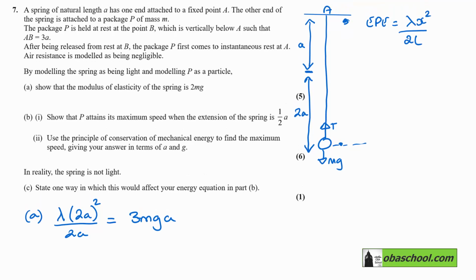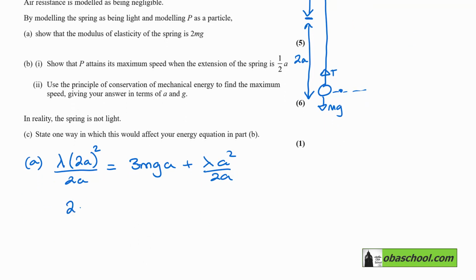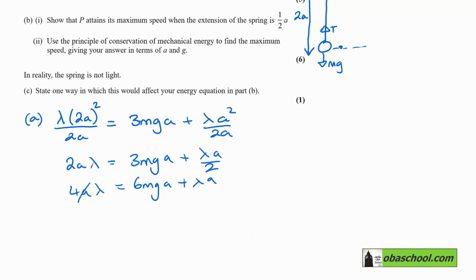So that's going to be 3mga. So it's going to be m times g times the distance risen, which was 3a. And then it will have some elastic potential energy at the top because there's a compression of A. So that will be lambda A squared over 2A. So simplifying all of this, we're going to have 2A lambda is equal to 3mga plus lambda A on 2. Let's multiply everything through by 2 so we're not dealing with fractions, and we'll get this. And then we've got an A that we can cancel out all the way through. And so we get 3 lambda is equal to 6mg, which gives us that lambda is equal to 2mg. And so that's part A of the question done.